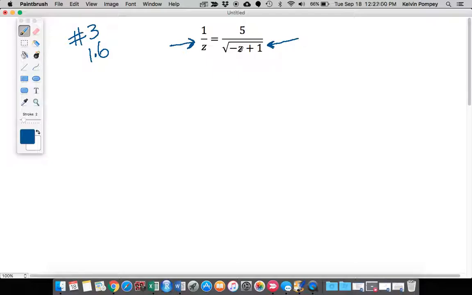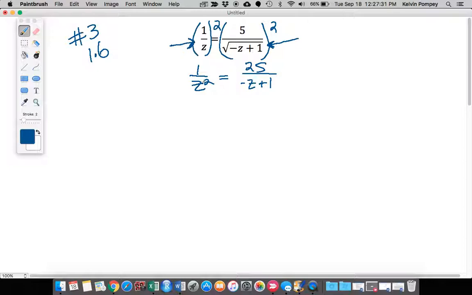And so one of the first things I'm going to do is start isolating the z by raising both sides to the second power so that I can get this z right here from being under a radical. And if I do it to one side, I'm going to do it to both sides. So I'm going to square both sides. I'll get 1 over z squared equals 25 over, well, when I square this square root, they undo each other, so I get 25 over negative z plus 1.